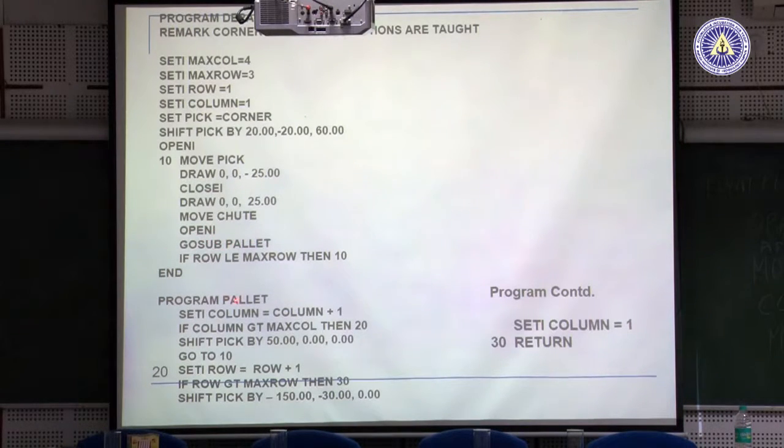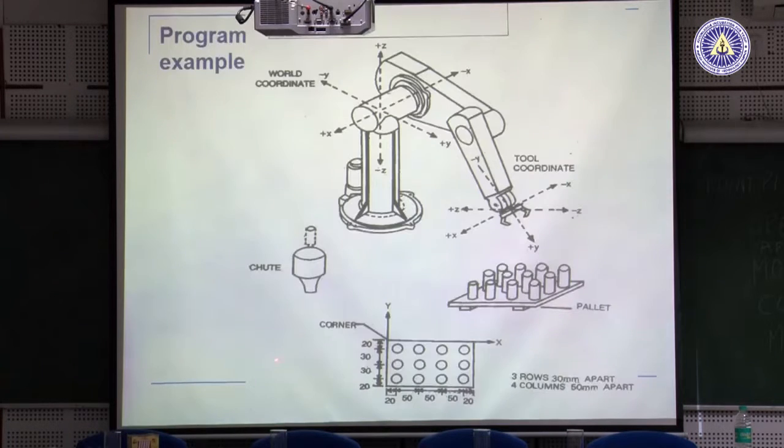So this is my subprogram palette. What the subprogram does is indexes the column by 1, and changes that pick point again and checks if the column has exceeded the maximum number of columns. So it checks, indexes 1 and then checks if it has exceeded the maximum. If it has exceeded the maximum, it goes to index the row now. So it was on top here, so it goes from here, here, here, here, plus 1, it goes here, plus 1 here, plus 1 here.